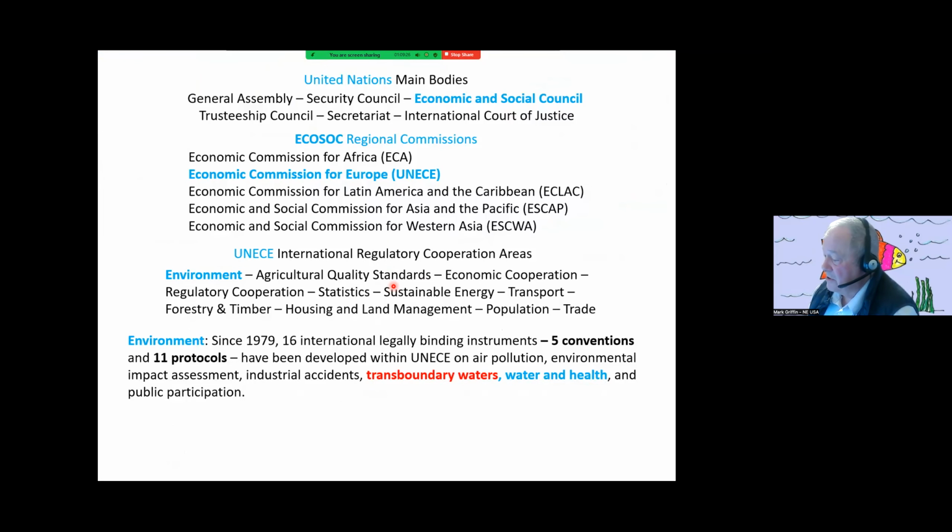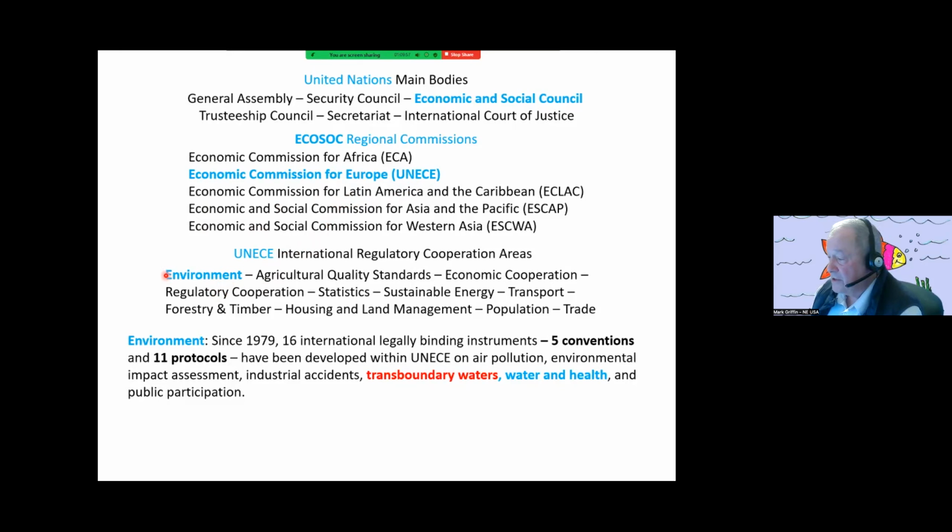This is quick. I'm going towards transboundary waters, but in case anybody doesn't know, the United Nations Economic and Social Council, or ECOSOC, has 5 regions. The United Nations Economic Commission for Europe, UNECE, is kind of a misnomer because it includes North America, Canada and United States, and some parts of Asia.